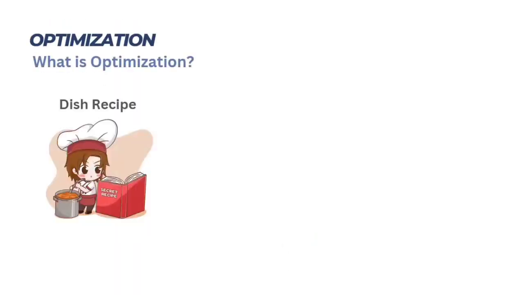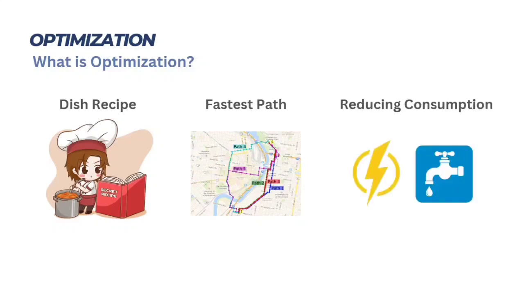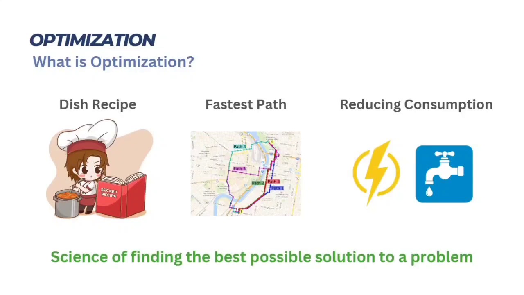Whatever it was, finding the best way to prepare your favorite dish, finding the fastest and shortest path to your work, or reducing the electricity and water consumption in your house to minimize the utility expenses, it's all related to optimization. So to answer our question, optimization can be defined simply as the science of finding the best possible solution to a certain problem.